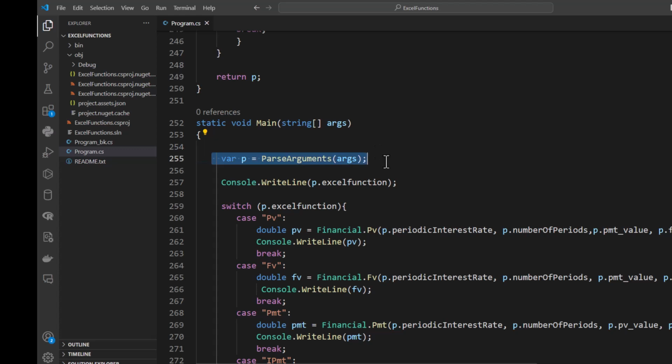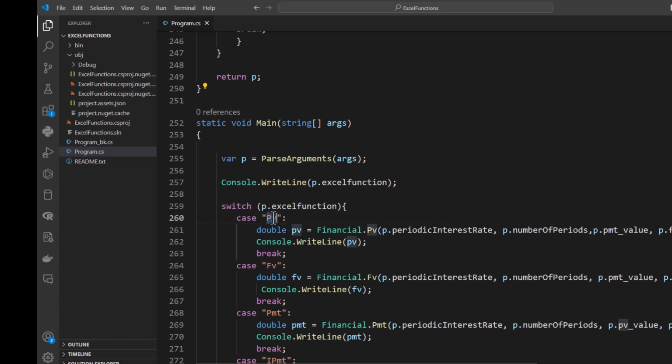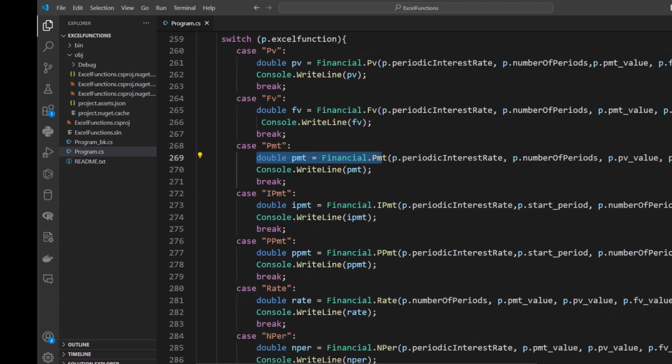Here is the main function. So I create a default P, if you will, that relates to the arguments you're passing in. And then I look for which function you want to run. Based on this argument here, if you passed in PV, like this, a text string, then I will run this. Otherwise, I'll run this, etc. So whatever function you're passing in, I will run it like this, and I will call the right Excel function to do this. So that's what this does.